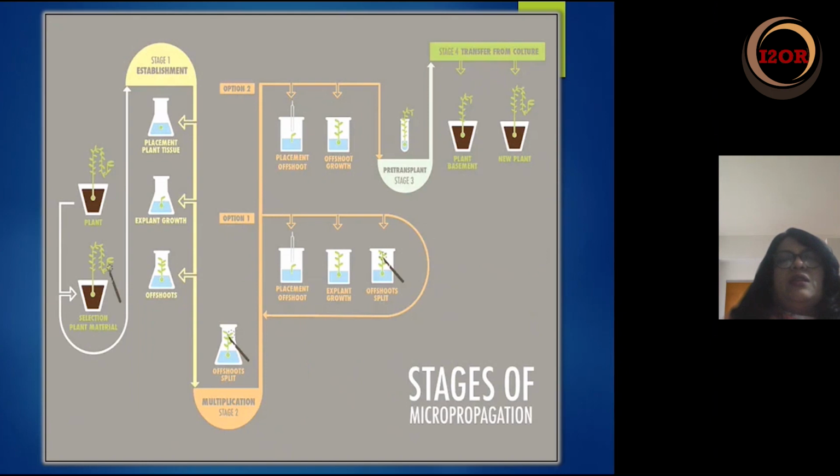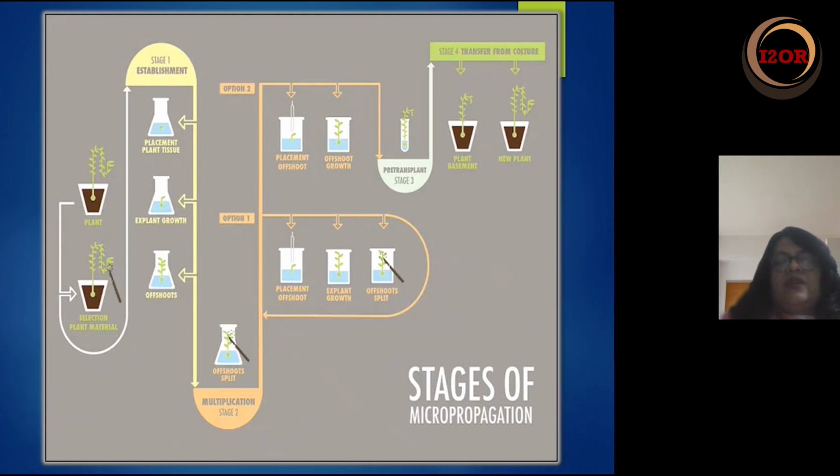I will not go into detail of all the steps, but majorly I want to say that only a small tissue can be taken, and from that particular tissue, by going through different stages like establishment, initiation, rooting, and hardening, we can propagate the whole plant species without destroying mother nature and the mother plant.